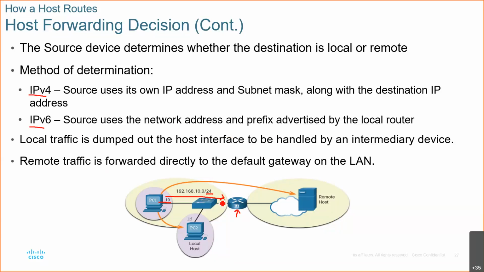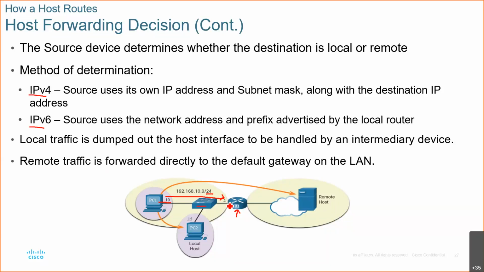Local traffic, the switch will take care of it, the local intermediary device. Remote traffic, the default gateway will take care of it. Usually, the default gateway will always have the address starting from 1. Usually, the first IP address we give to the router is the default gateway.